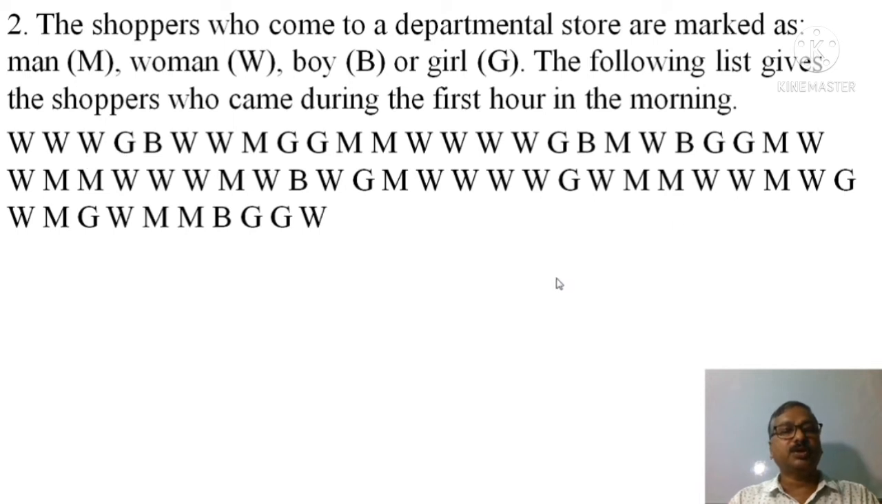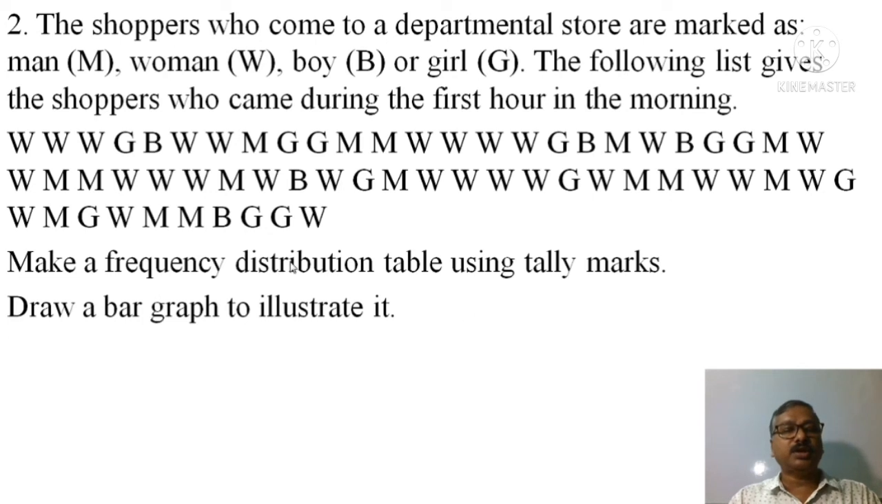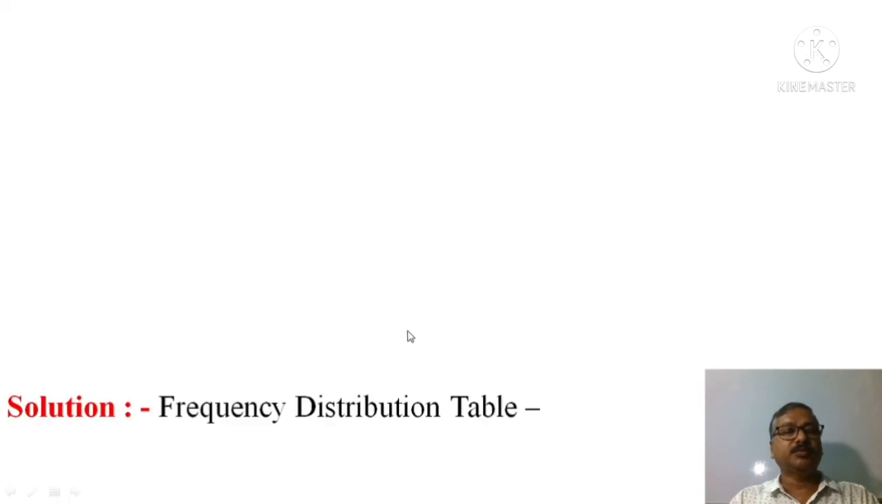We have to represent these observations. See the question: we have to make a frequency distribution table using tally marks. After that we have to draw a bar graph to illustrate this. Without drawing the frequency distribution table we cannot draw a bar graph. So now let us start. This is the question.